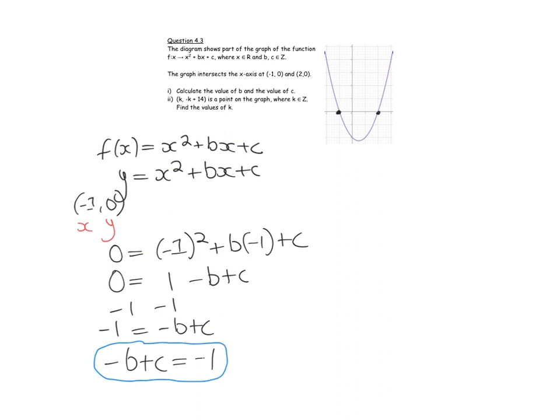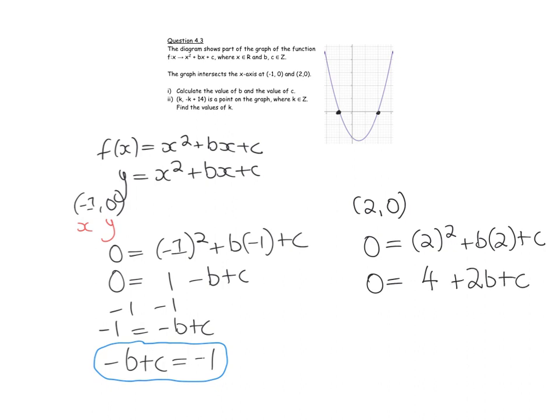The next point we have then is 2, 0. So here we'll have 0 is equal to 2 squared plus b times 2 plus c. So then this will become 0 is equal to 2 squared, which is 4, plus 2b plus c. I'm going to minus 4 from both sides, so we'll get minus 4 is equal to 2b plus c. And I'm going to rewrite that again, just so that the number is by itself on the right. And that's the equation we have here.